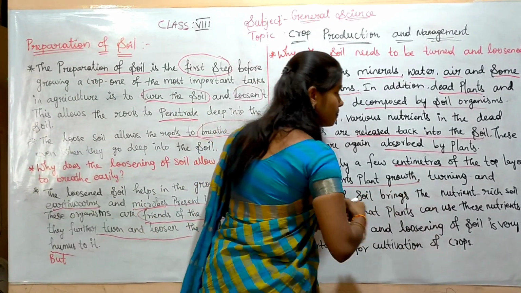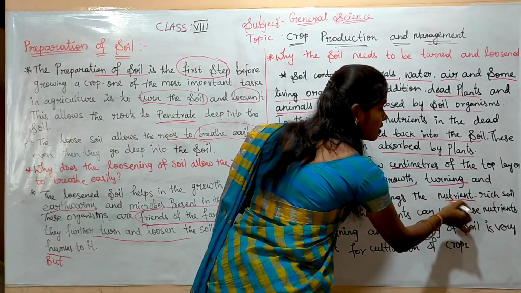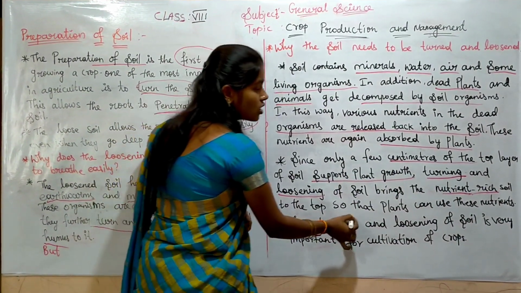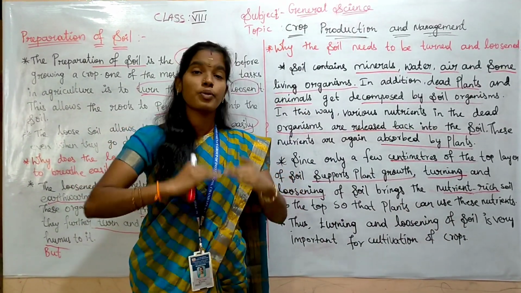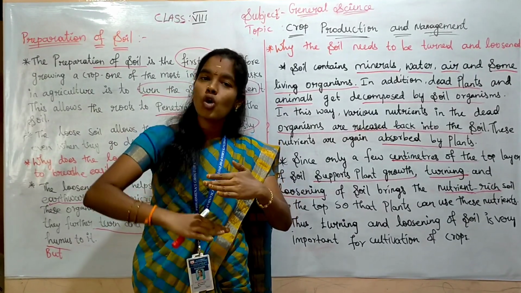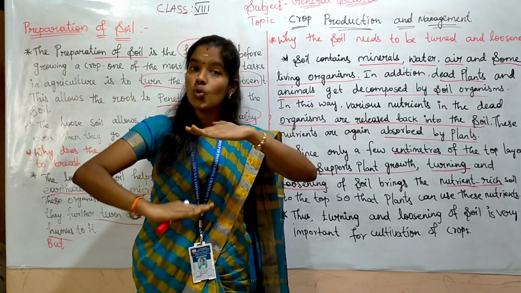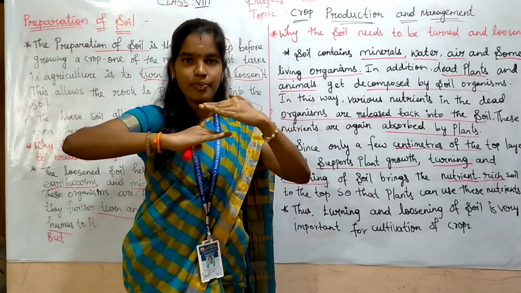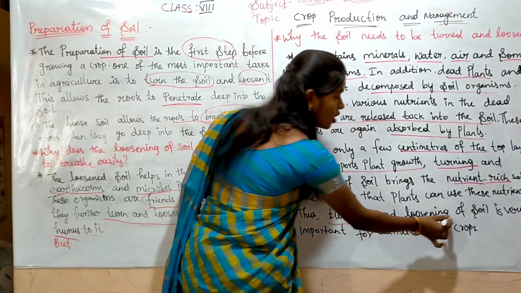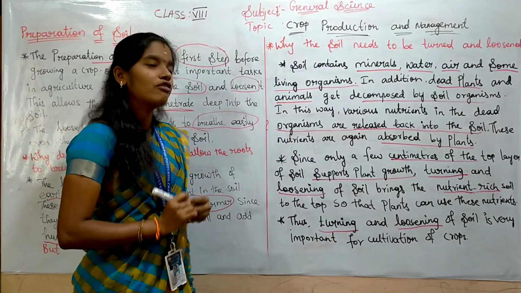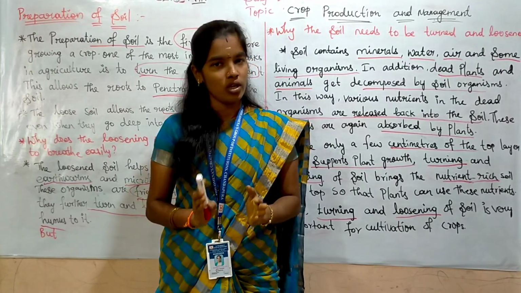So you can see turning and loosening of soil brings nutrient-rich soil to the top so that plants can use these nutrients. Because of the turning process, soil with high nutrients that is at the bottom will come up. If you turn the soil, those nutrients come back, and the plants will use them. Thus turning and loosening of soil is very important for cultivation of crops.